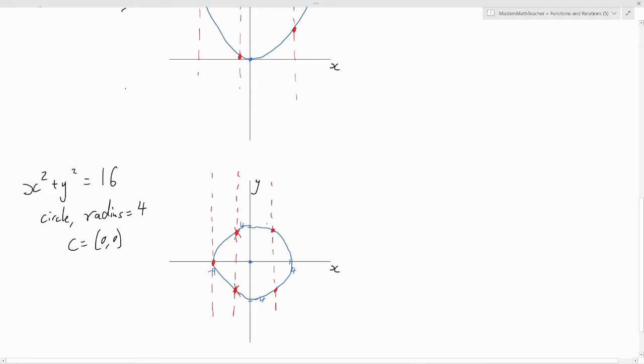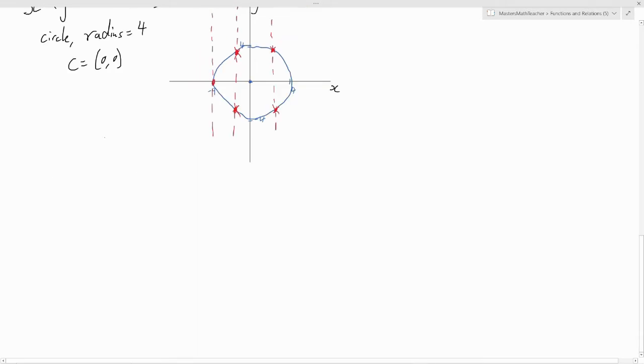As long as there is at least one vertical line you can draw that hits twice, it means this is not a function. So this graph here, or this relation, is not a function. And we can tell that based on the vertical line test. So now we've figured out how to find out whether or not a graph is a function.